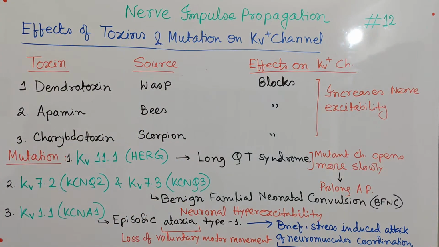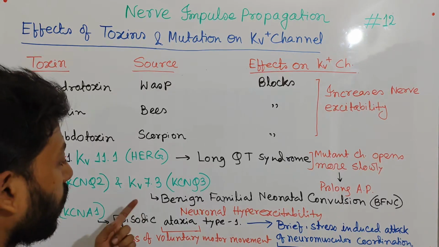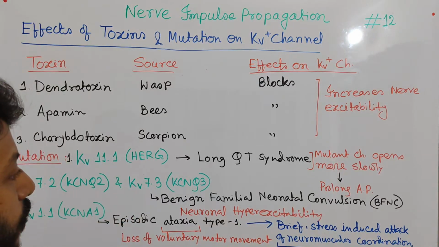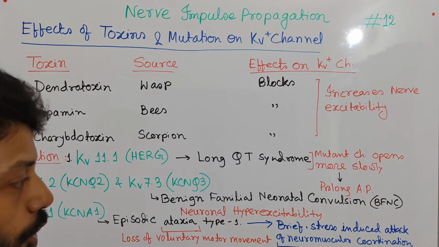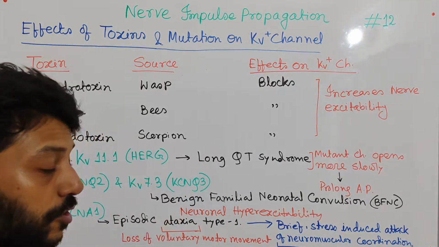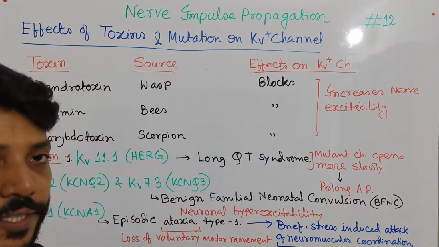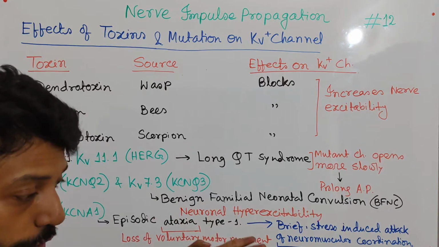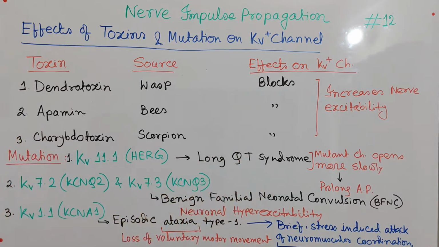Another example of mutations that occur in voltage-gated potassium channels is voltage-gated potassium channel 7.2. The gene is called KCNQ2, and there is also Kv7.3, KCNQ3. This is also a loss of function mutation. It causes benign familial neonatal convulsions, in short BFNC, and it is due to neuronal hyperexcitability, with the same mechanism. If it does not work, repolarization will not occur, and the depolarization continues. That causes a prolonged action potential, and that causes neuronal hyperexcitability.